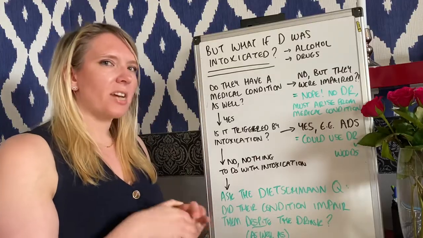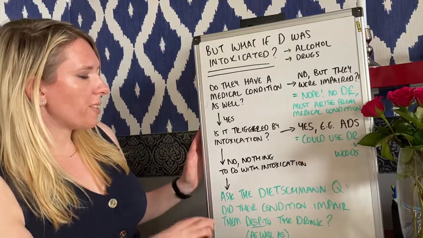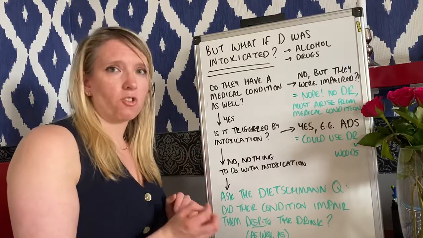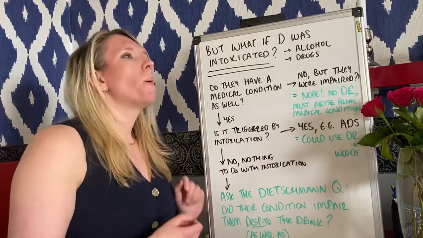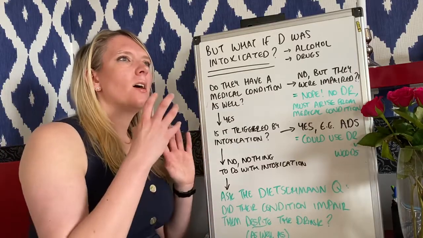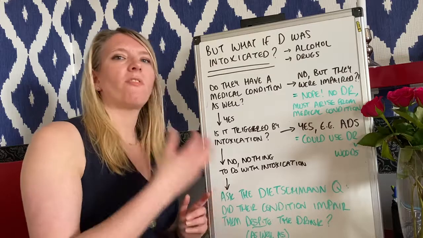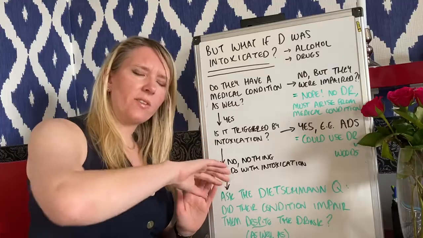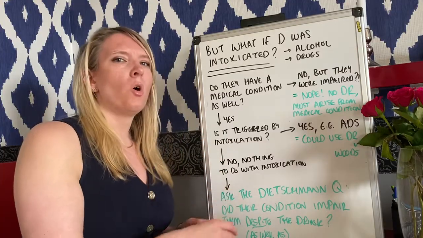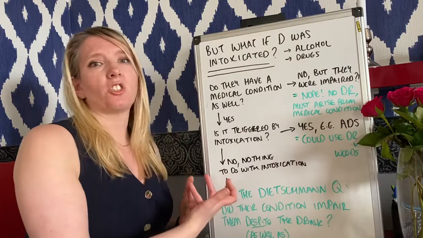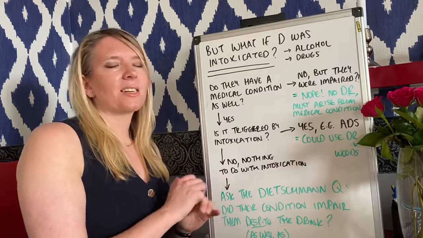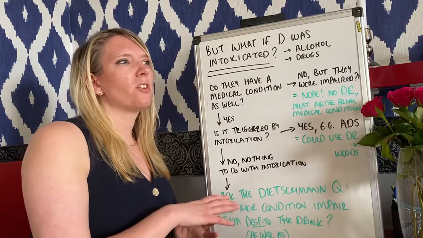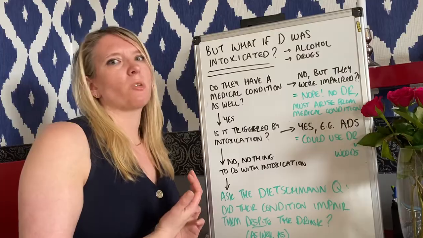So Dietschmann, the direction that was given to the jury there was, did the condition still impair them despite the drink? So kind of as well as. Basically, is that medical condition still an important factor for them acting the way they did? So if they'd been sober at that time, would they have acted the same because they have dementia, for example? Or is it kind of unrelated? So they didn't do something because they have dementia, they just did it because they were drunk.